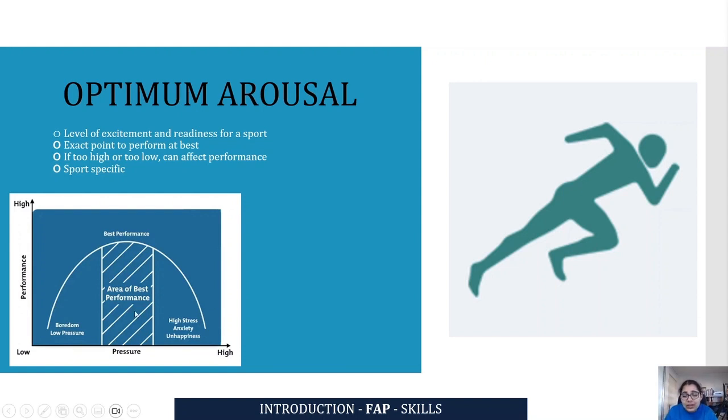So it is specific to the sport, but this is what we see, that this is the best area of performance. This is called the inverted U hypothesis, where we are peaking here at the top of the U. Here you've got boredom and low pressure, and here you are very stressed, very anxious, and very unhappy. So the best part of the U to be at is the middle, because this is where you are still caring about the game, you still have pressure, but it's not to the point where the pressure is clouding your ability to play.